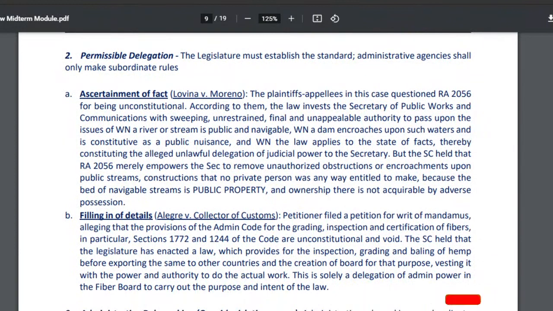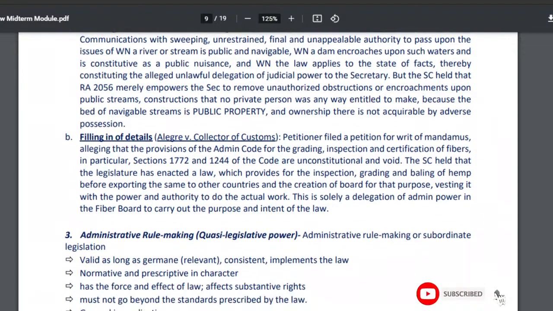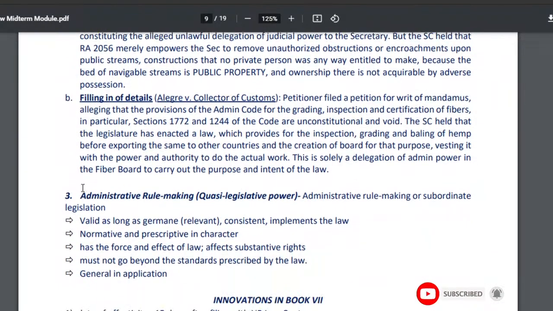So I have here permissible delegation. What are those delegations that are allowed? Permissible: the legislature must establish the standard, of course, via a legislative enactment or law, and the administrative agencies shall only make subordinate rules. They will base it on the law. So what are those? Permissible delegation: ascertainment of fact, filling in of details, so that the rules are clearer.